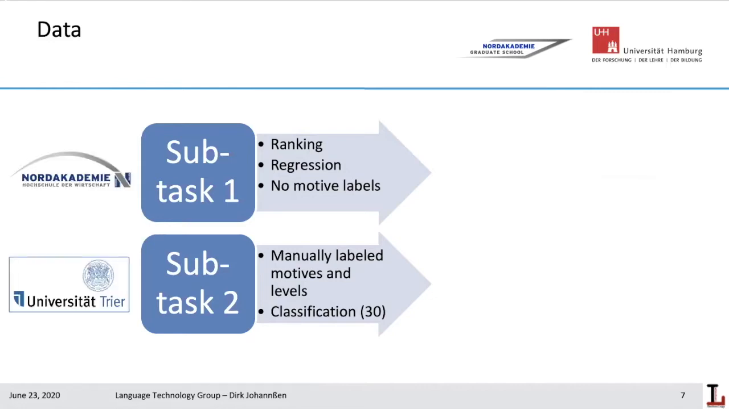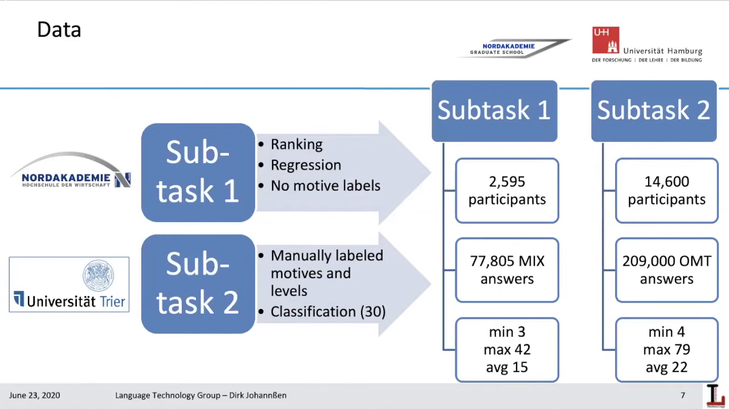The data for Subtask 1 was provided by the Nordakademie, and the data for Subtask 2 was provided by the University of Trier. For Subtask 1, almost 2,600 students uttered more than 77,000 unique implicit psychometric texts. Those consisted of 3 to 42 and on average only 15 words, making this a short text task. The more than 200,000 hand-labeled implicit psychometric texts for Subtask 2 were authored by 14,600 participants, making this one of the largest manually labeled psychometric corpora.